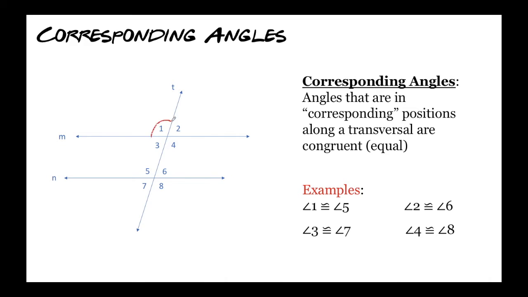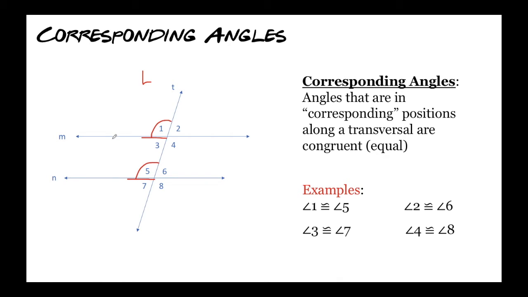For example, angle 1 is on the left side of the transversal and above line M. The corresponding angle to angle 1 would be angle 5, which is on the left side of the transversal and above line N. Corresponding angles are congruent. In other words, they have the same angle measure.